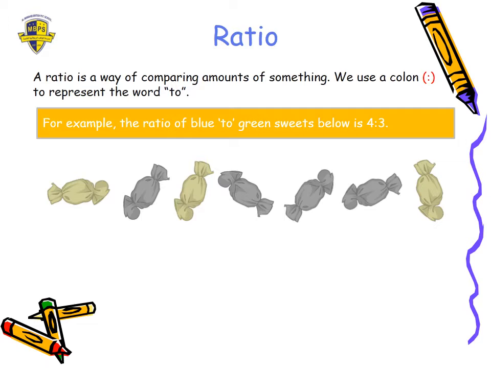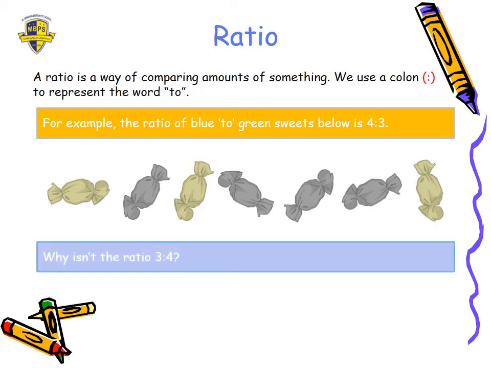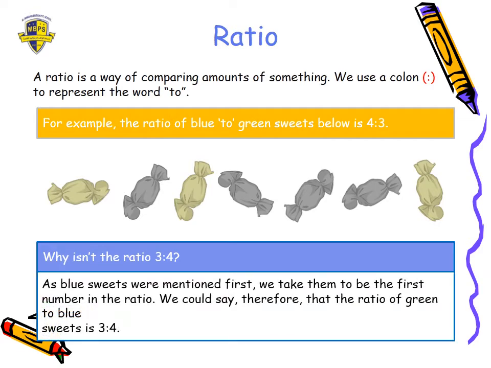Simple. Okay, now the question, why didn't we say it's 3 to 4, not 4 to 3? Who has an idea? Excellent, because the question tells you blue to green, so we have to start with how many are blue. We have 4 blue, so we say 4 to 3. If the question is the ratio of green to blue, here we start from the green one and we have 3 green, so we say 3 to 4. Easy.